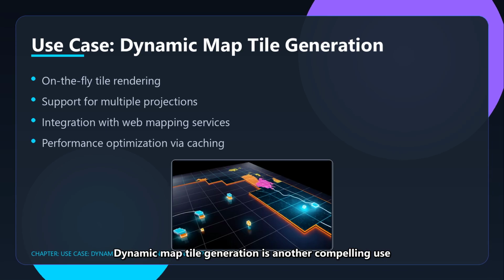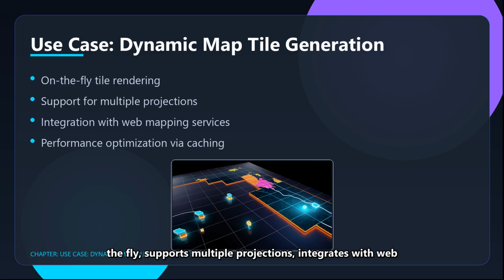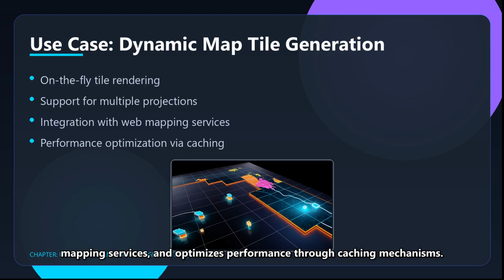Dynamic map tile generation is another compelling use case. Apache SIS can render map tiles on the fly, supports multiple projections, integrates with web mapping services, and optimizes performance through caching mechanisms.